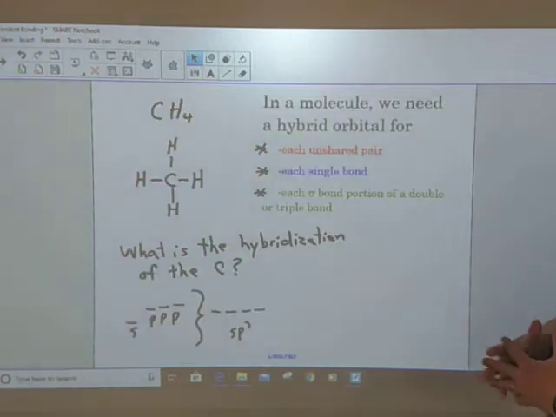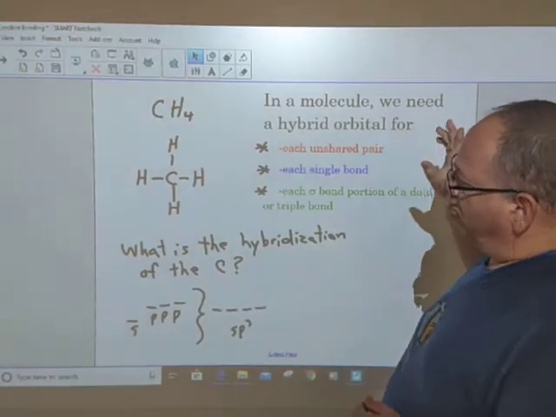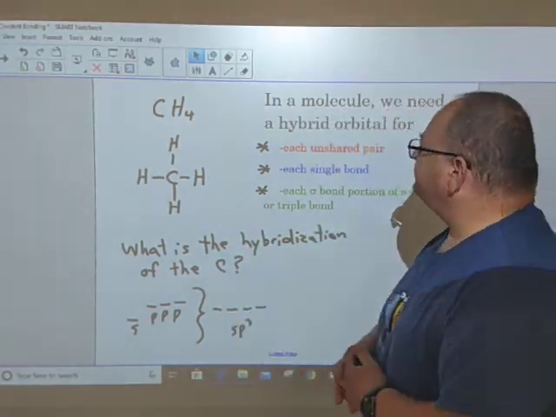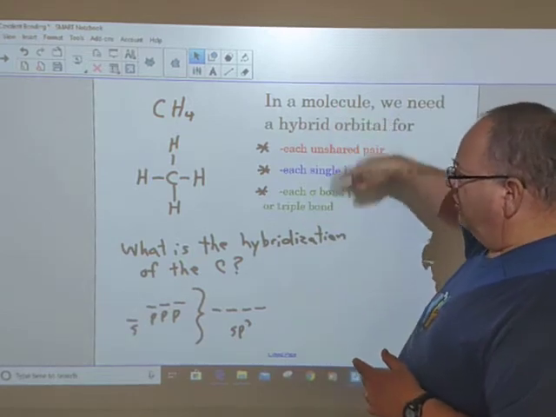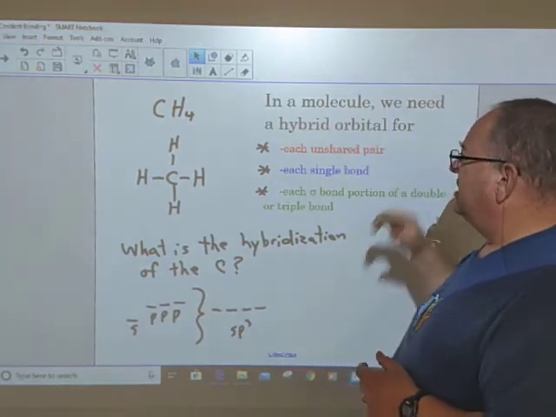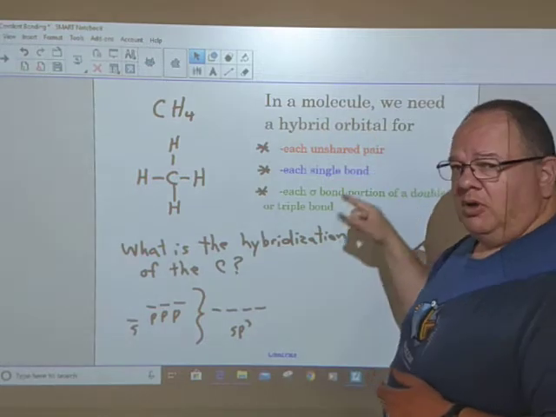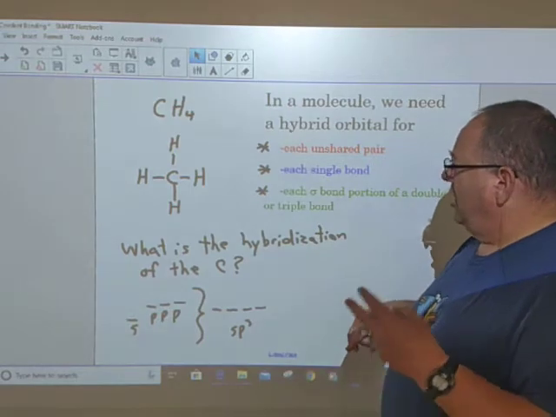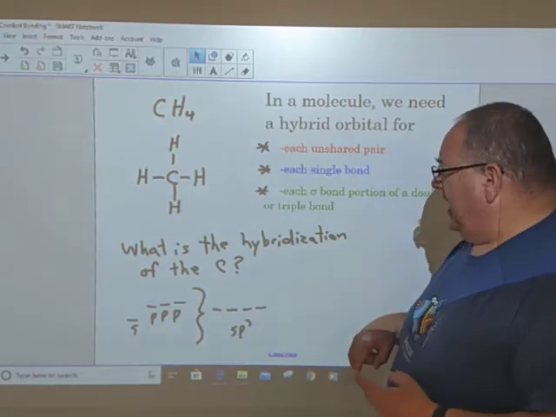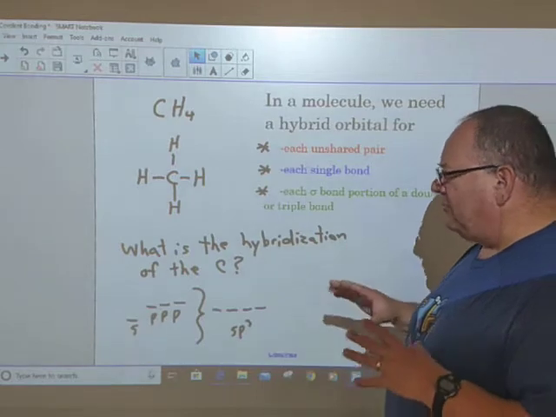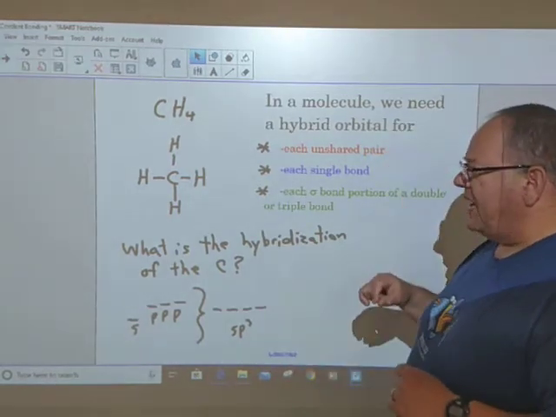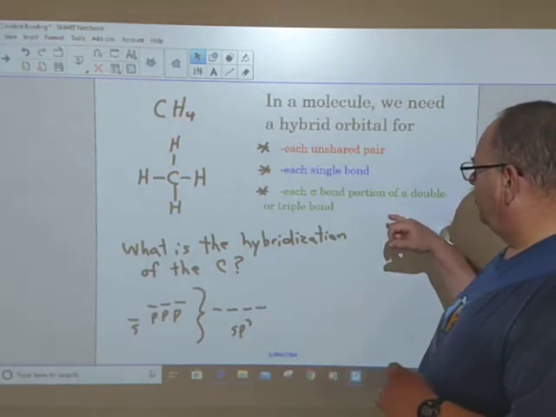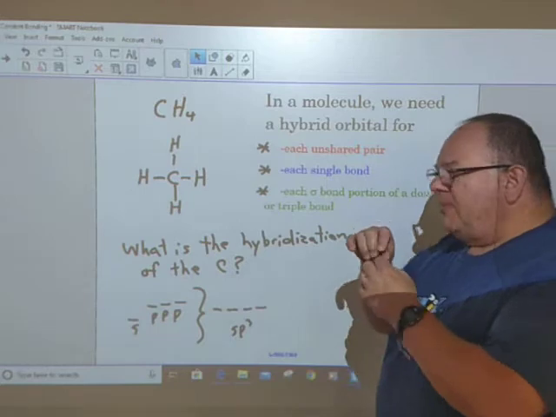So how do we know how many of these hybrid orbitals we need? We're going to look at our Lewis structure. Here it comes again. We always need our Lewis structure. And you're going to want to write down this list and study this list. We need a hybrid orbital for each unshared pair on an atom, for each single bond on an atom, and then when it comes to double bonds, in a double bond, what happens is we get one sigma bond and we get one pi bond.